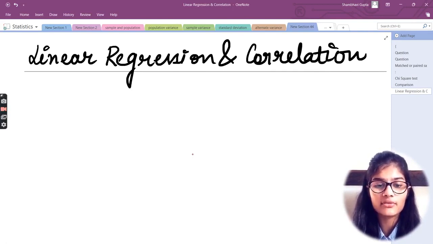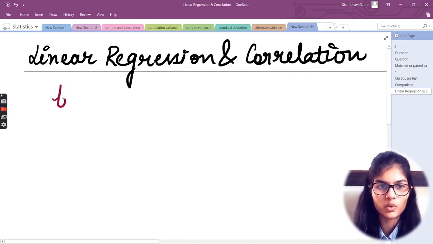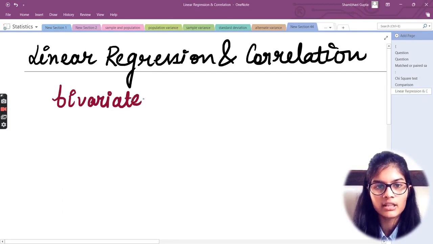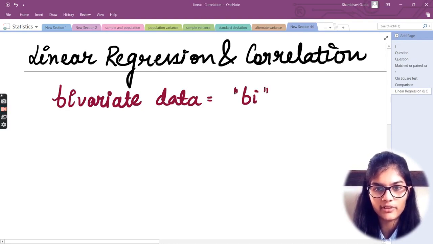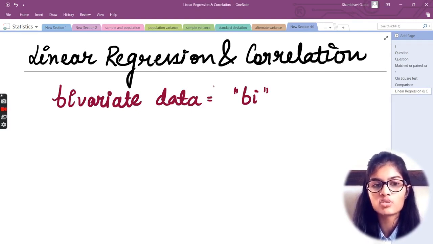Also, the type of data described in the examples I gave you right above was bivariate data. We often call it BI. So bivariate data, BI for the two variables. Bi means two variables, right? So it's for two variables only.